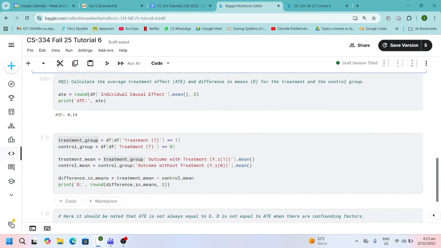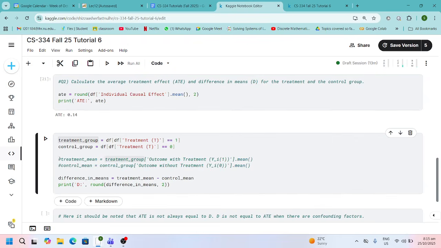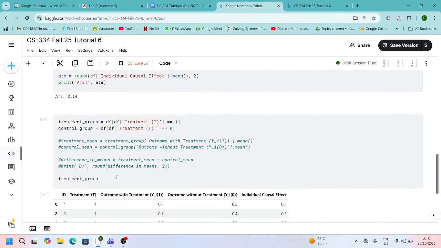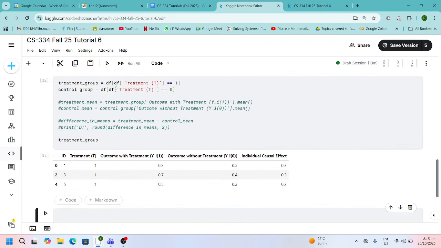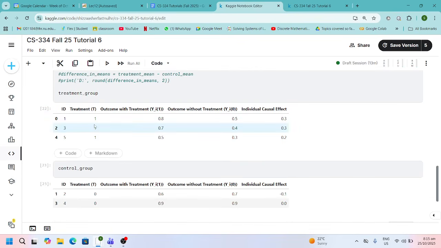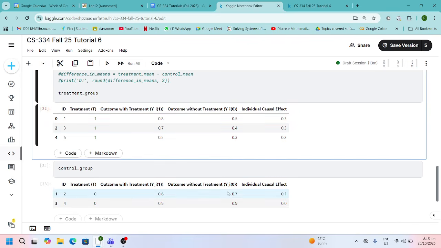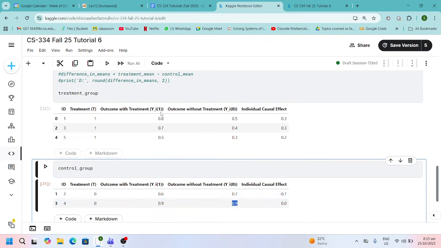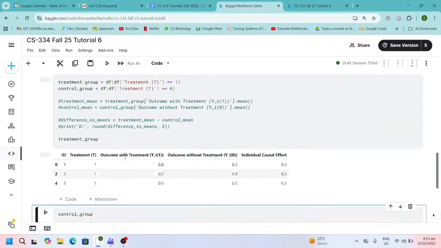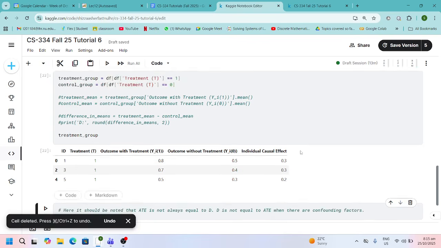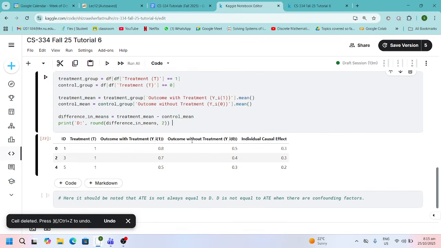This is fairly straightforward, but I definitely do want to show you guys how I have split my data frame. So I have a treatment group, that's my treatment group, and then I have a control group. So this is what I did. Now in the treatment group I can measure these values. In the control group I'm measuring these two values. So now I can just find the means and then subtract them. This is essentially what we are doing over here.